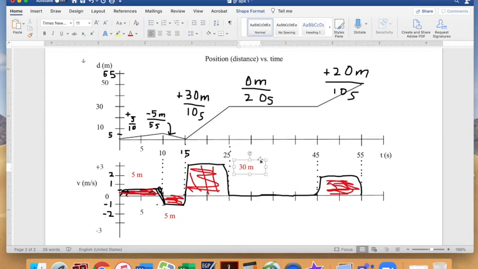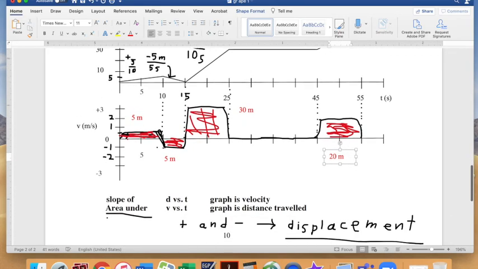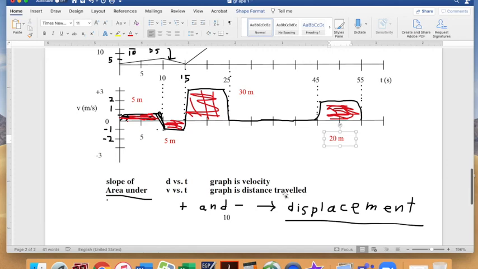And the last one was 2 meters up and 10 seconds. So the base was 10, right? The height was 2. 10 times 2 is 20. So we got 20 meters over there, okay? So what do we got? We got 5 plus 5 is 10 plus 30 plus 20. So that's a total of 60. So we got a total distance of 60.